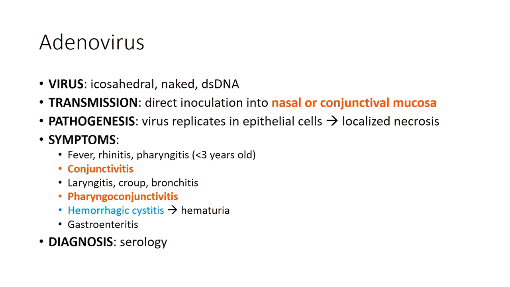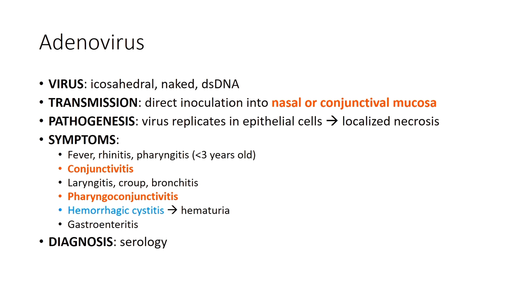Fever, rhinitis, pharyngitis in children. Conjunctivitis comes along with this. It's a common thing that causes red eye, as they call it in Grenada, or pink eye back in the United States. It also causes lower respiratory infections, and it can cause hemorrhagic cystitis. Remember, that's usually associated with swimming pools, kids swimming around in swimming pools and giving each other adenovirus, and that's very problematic as well.